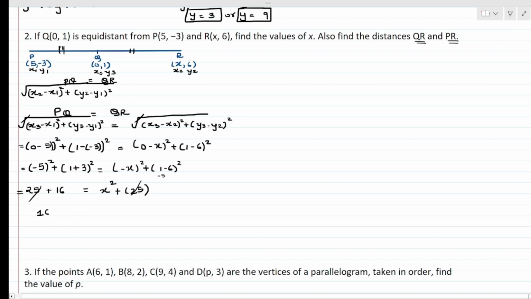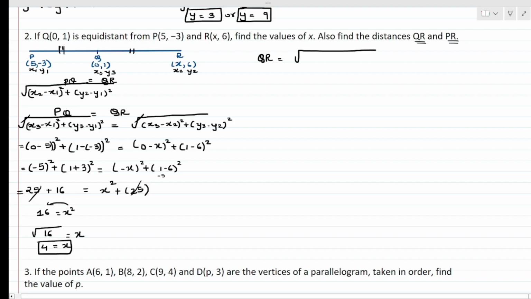That means your answer will be 16 equals x square. Now, we don't want x square, we only want x, so the square goes over there. That means under root 16 equals x. So 4 will be the value of x. This way, we got the value of our x. The second question asked over here is QR. You need to find out the distance between QR. So write down the formula for QR.